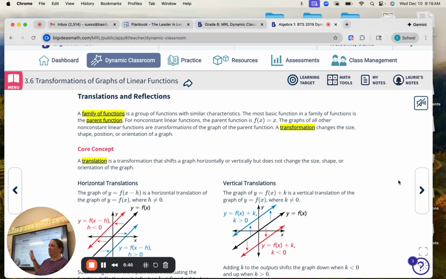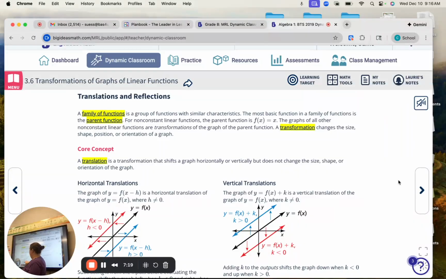A transformation just changes the size or shape, meaning it's going to move on the coordinate plane or stretch or shrink. A translation specifically, now these are easy to get messed up. Transformation is just think it moved or changed shape. Translation means all it did was shift either left or right on the graph or up or down. Sometimes both.